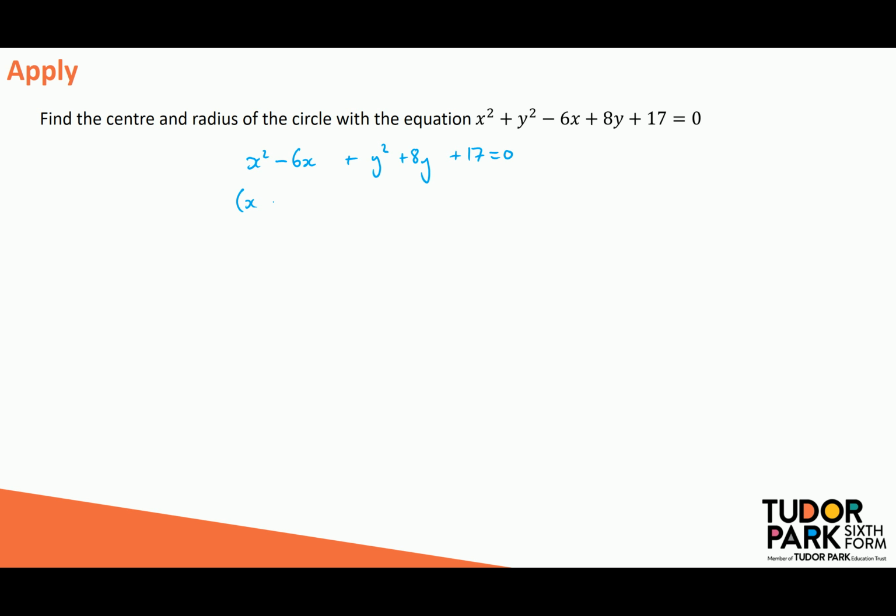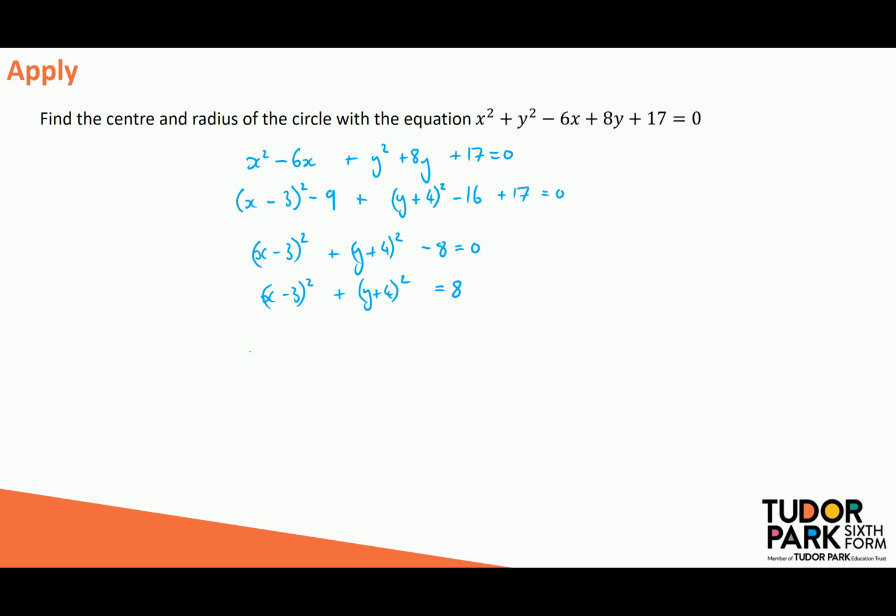Now I've regrouped it to make it easier to complete the square. So I take x, half the coefficient of x, which is going to be 3, and then subtract the correction, which is going to be 9, y plus half the coefficient of y, which is 4, subtract the correction, which is going to be 16, plus 17 is equal to 0. So that's going to be x minus 3 squared plus y plus 4 squared. Now 9 minus 16 is negative 25, plus 17 is going to be negative 8. And then my final rearrangement is going to be saying that x minus 3 squared plus y plus 4 squared is equal to 8.